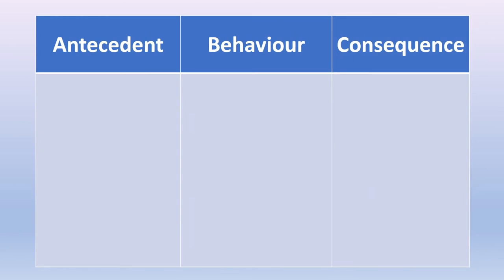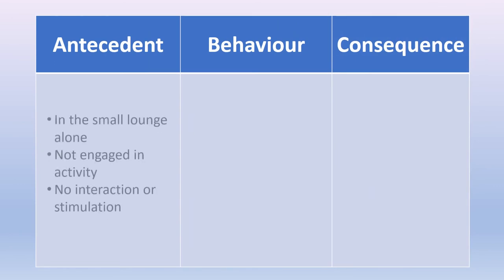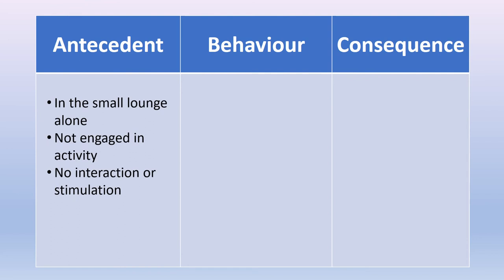Let's run through some of our observations. Antecedents. This was a tricky one as there were no obvious triggers to the behaviour. So remember, we have to look at the context and the situation. We saw that he was alone in the small lounge. He was not engaged in any activities or tasks. He was not being interacted with and had no stimulation.